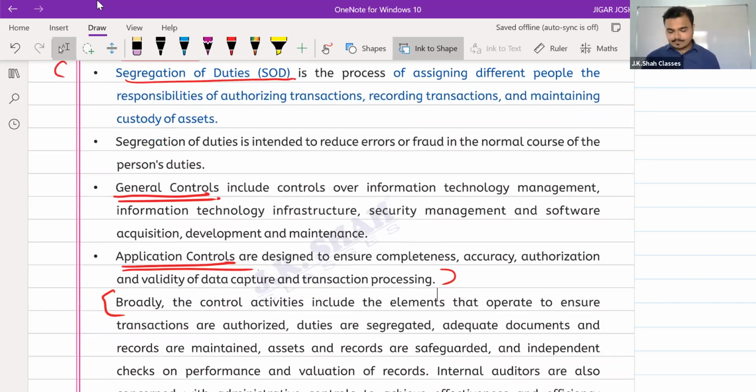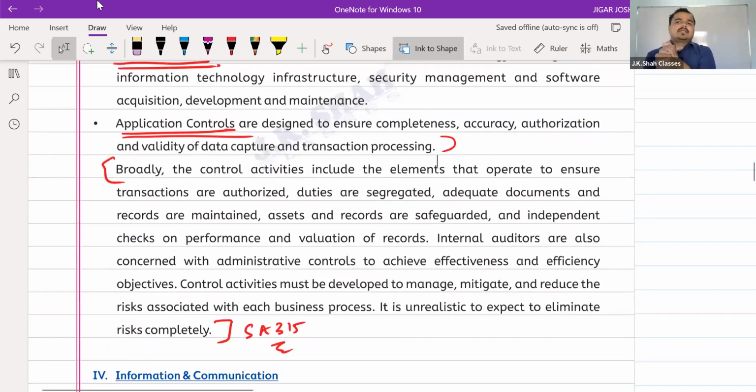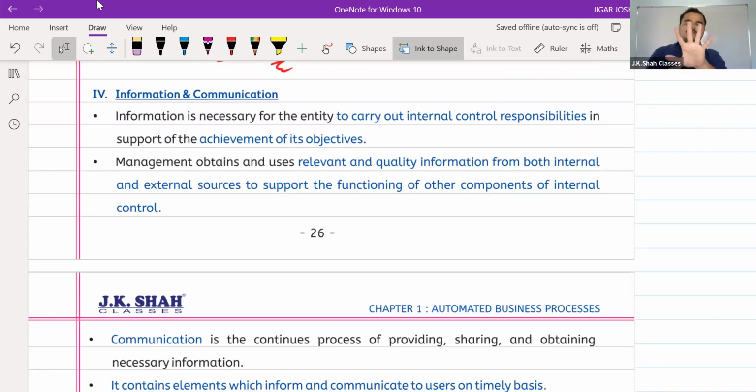Next one, chartered. The next one is information and communication. These are the five components which make my internal control stronger. These are all the things which help me to make my internal control strong. So the fourth one, people, is called information and communication.